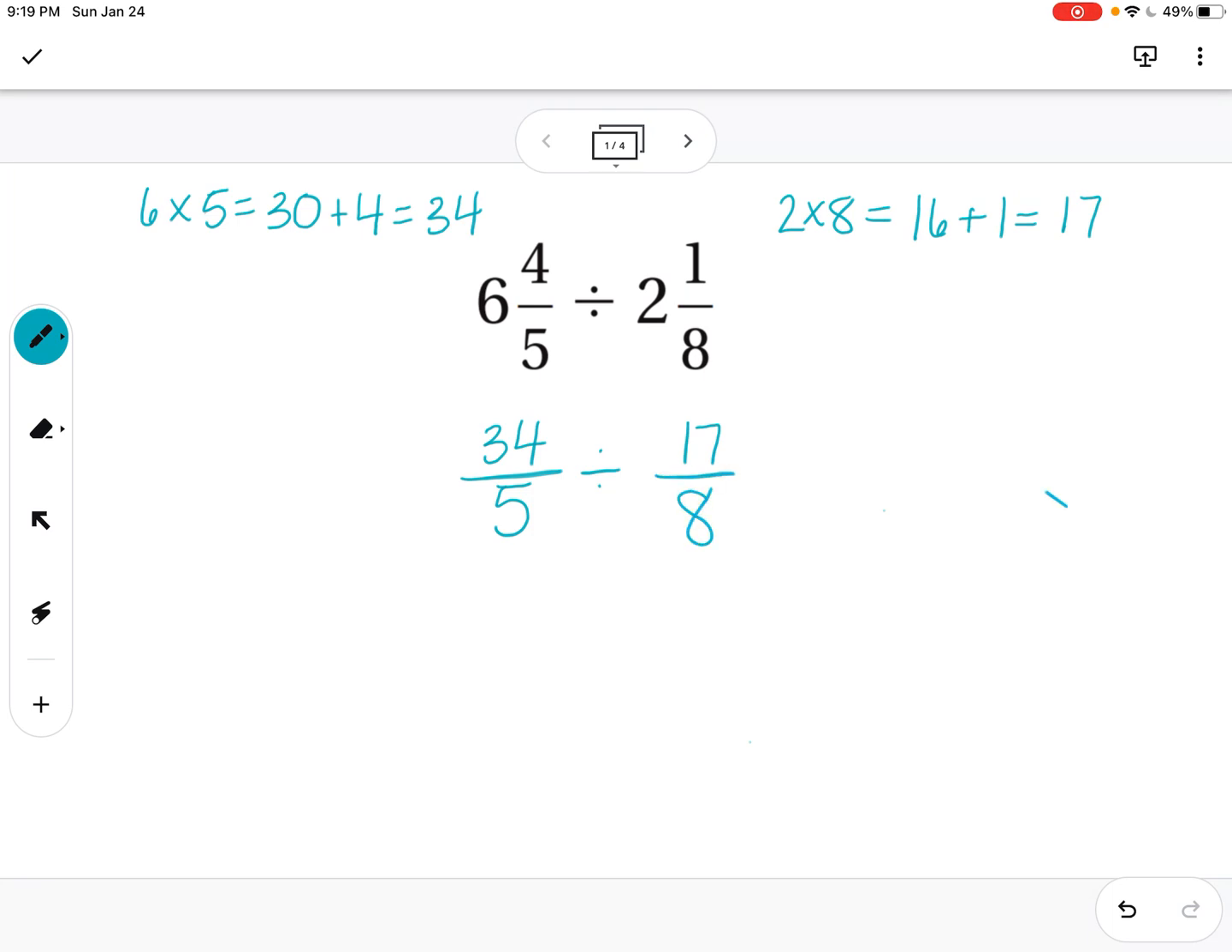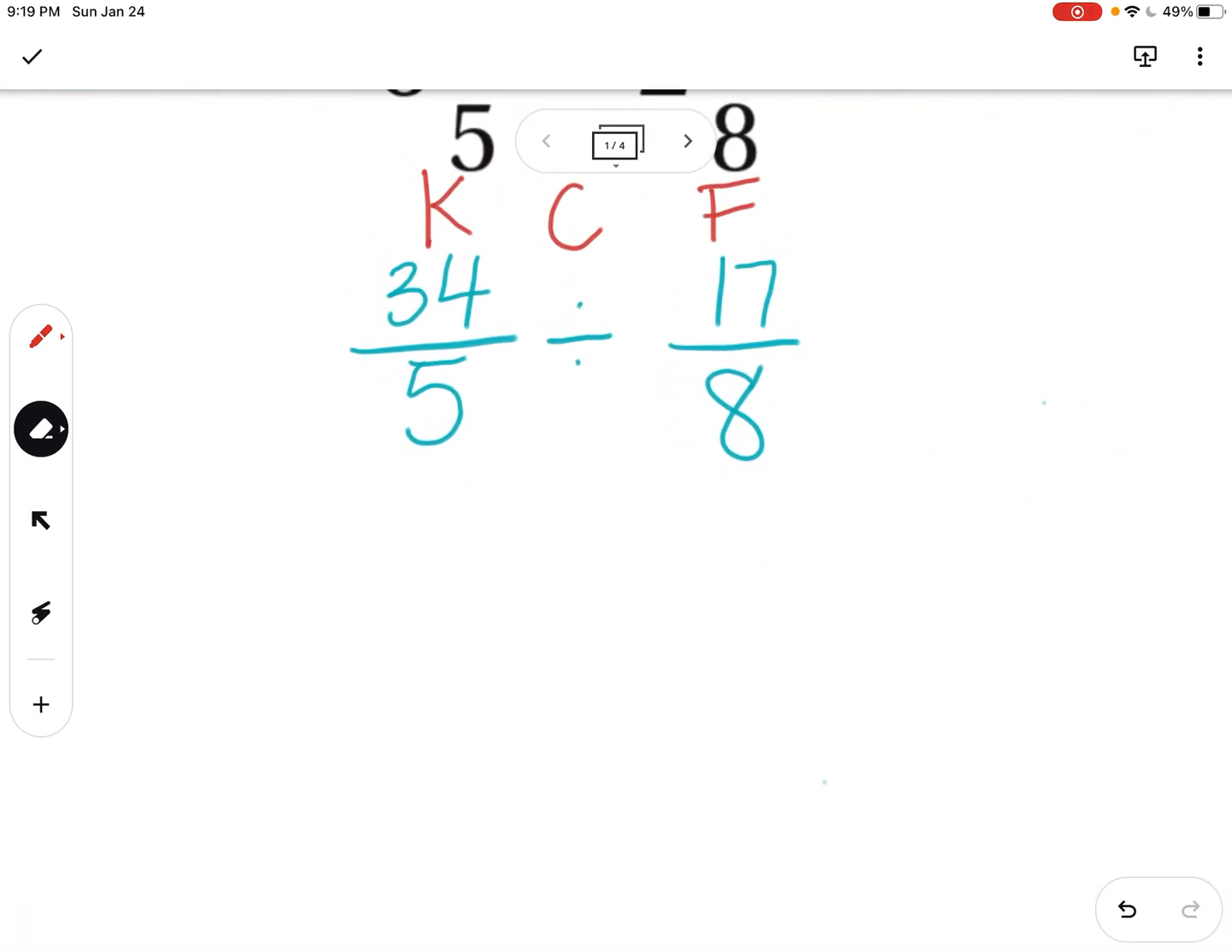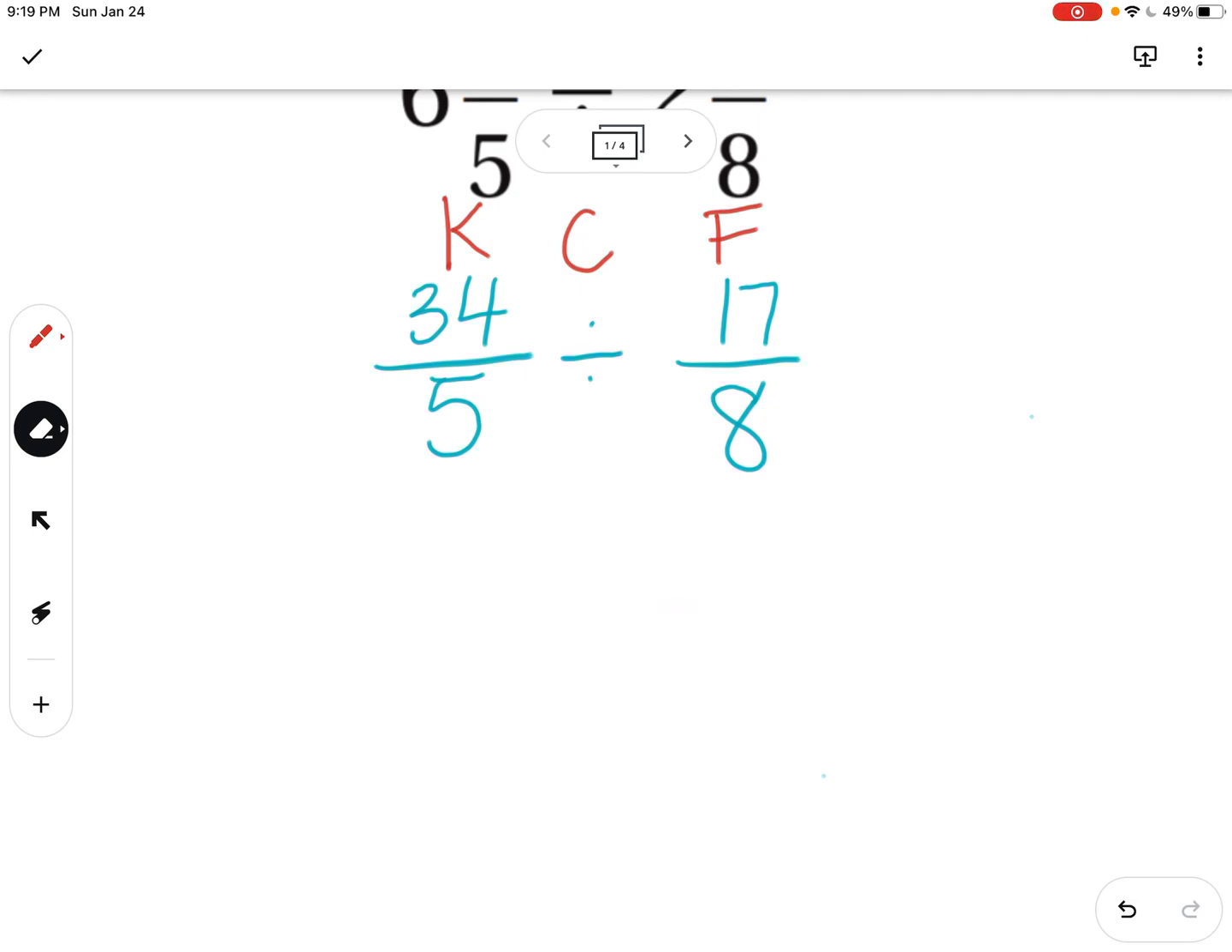All right, now that we have that, we know anytime we're dividing fractions, we are going to use KCF, which stands for keep, change, flip. And we'll talk about exactly what to do with those. I'm going to zoom in here a little bit for you. So we have KCF. K stands for keep. What does keep mean? It literally means we keep it as it is. So that stays as 34 over 5.